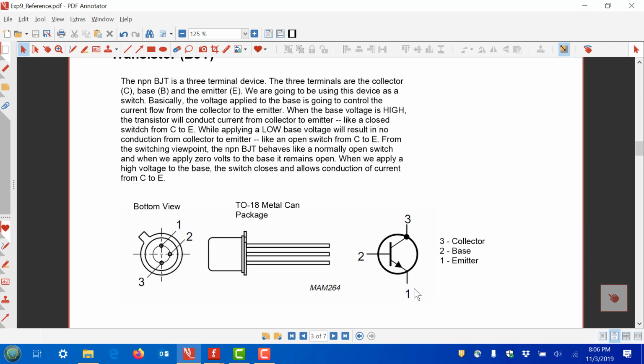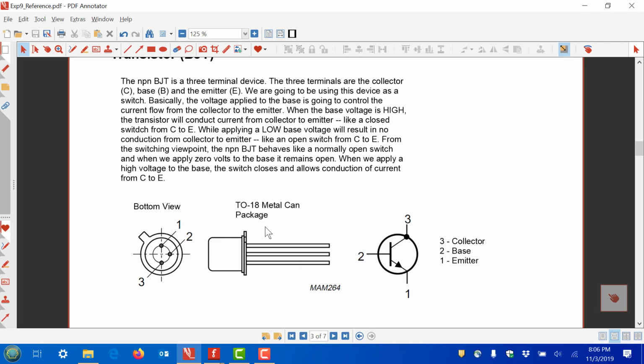So you can think about this as a normally open switch. If you don't apply anything, the switch is open. But if you apply voltage, like a high voltage, the switch is closed. That's how it behaves, okay? Like a switch. And that's how we're using it.